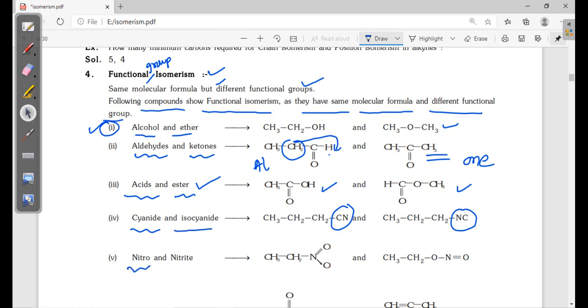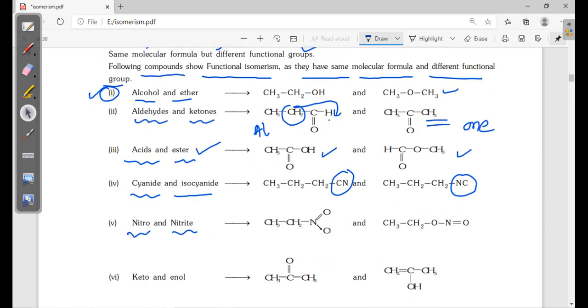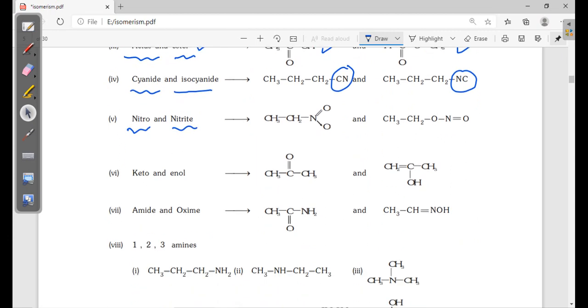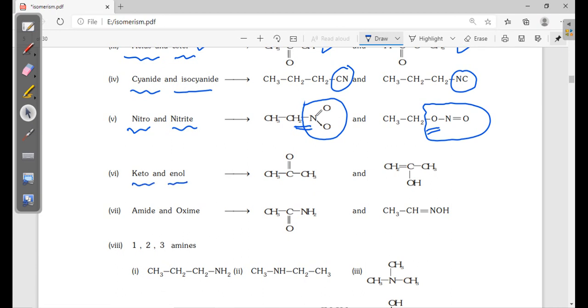Then nitro and nitrite. What is the difference? In the nitro compound, N is connected with the carbon. In the nitrite, oxygen is connected with the carbon. The remaining chain is the same, just NO2 total here also, but the connectivity is different. Then keto-enol. Here the ketone is there, here the enol is there. Enol means ene plus ol: a double bond is there plus an alcohol group. Yes, double bond plus alcohol.